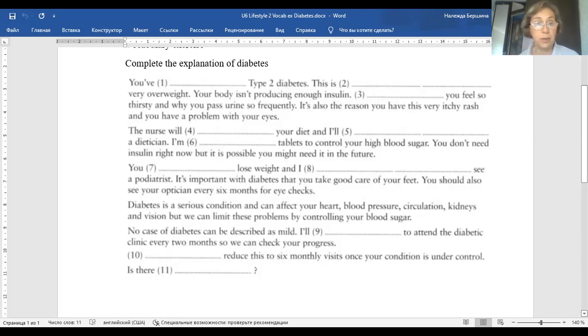You should also see your optician every 6 months for eye checks. And diabetes is a serious condition and can affect your heart, blood pressure, circulation, kidneys, and vision, but we can limit these problems by controlling your blood sugar. Okay, no case of diabetes can be described as mild. And number 9, Yosif.